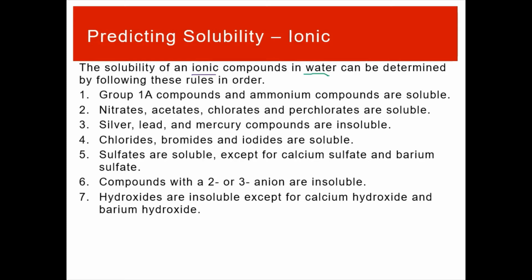So rule 1 is the first rule. You'll see group 1A compounds and ammonium compounds. If you find an ion that fits that category, you're done. It's a soluble compound. It doesn't matter what the other thing is. So you follow the rules until you find one that applies.